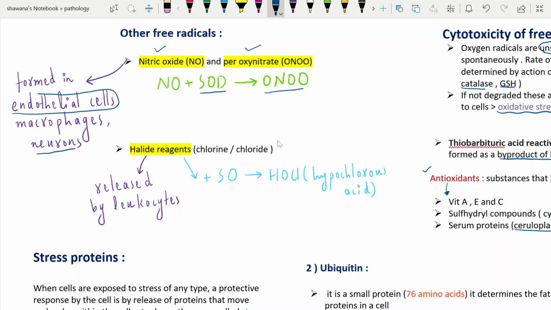The other free radicals are the halide reagents. These are released by the leukocytes. These are chlorine or chloride, and bromine or bromide, and they can be combined with superoxide to form hypochlorous acid, HOCl, which is also very damaging to the cell.